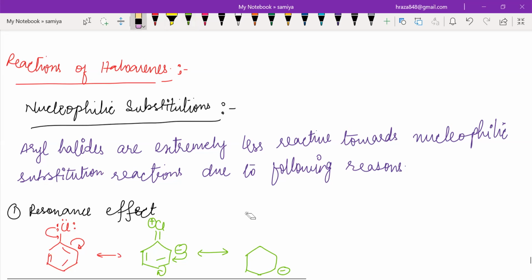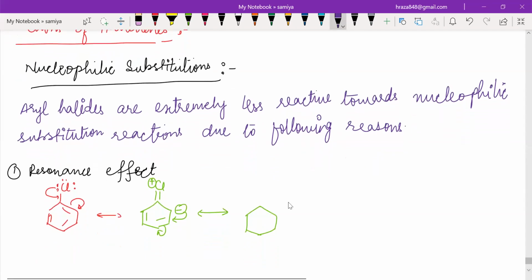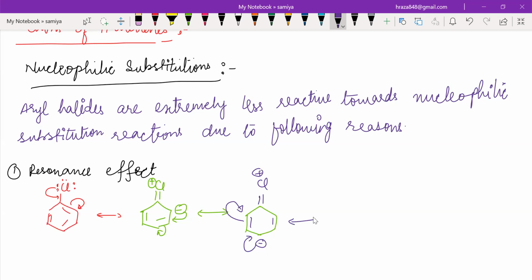So now you can see there will be a negative charge, and the double bond will be... Oh, wait a minute, not negative charge here. The negative charge now will be here, and the double bond will move here. Now again you can see this pi electron will move here, and there will be a negative charge here. Double bond, double bond, double bond, Cl positive. And again you can see.